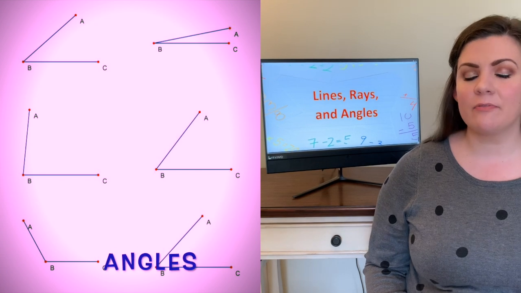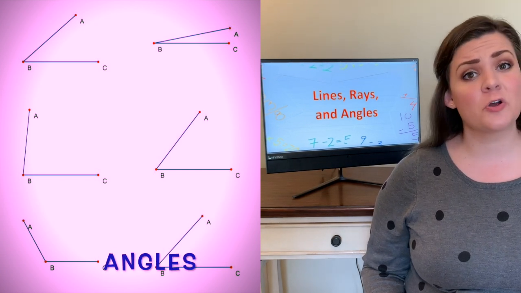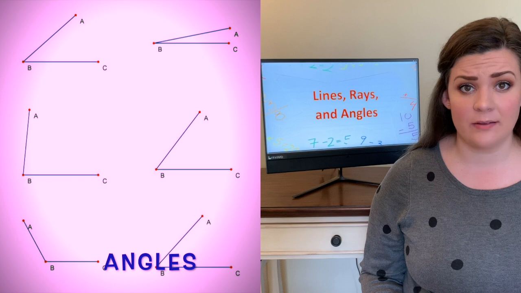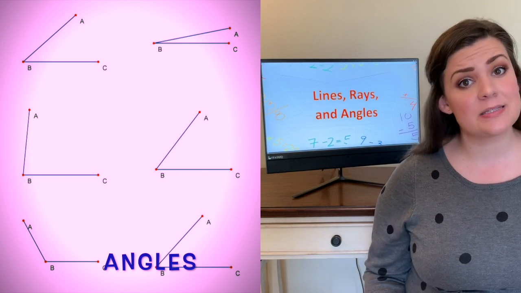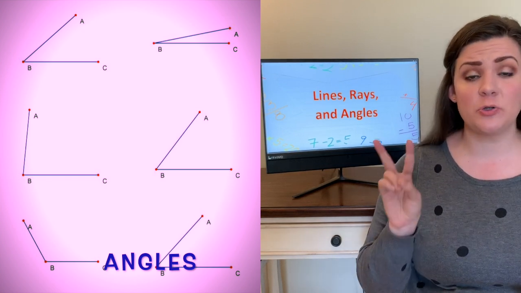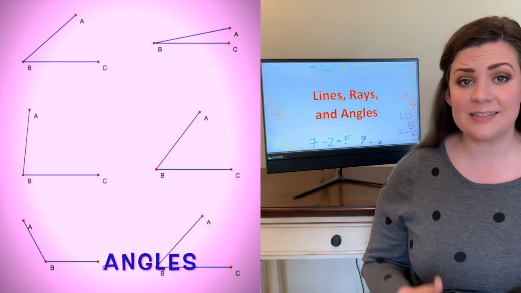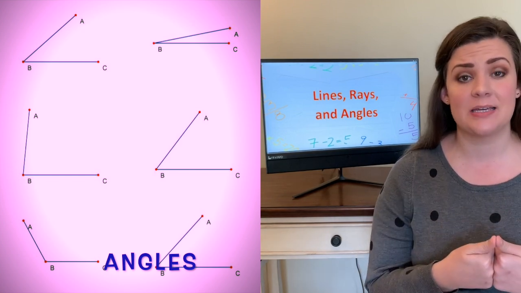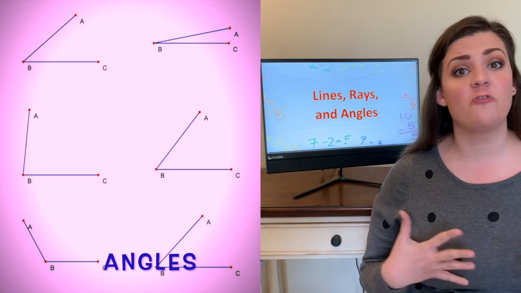Last but not least, let's talk about angles. Angles are going to be our biggest category of the day. First, we need to know what an angle is. An angle is made up by two rays, or two line segments, that share an endpoint. That endpoint is what we call a vertex.